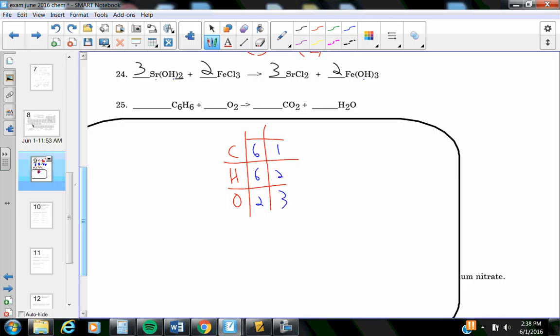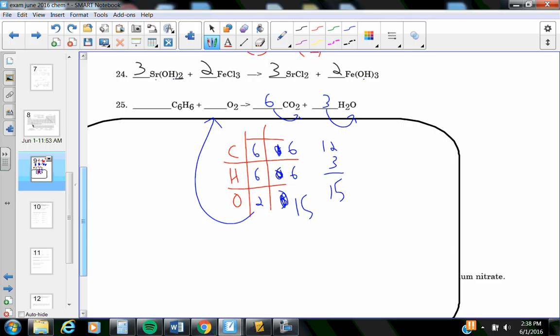save your oxygens for last. First, fix your carbons. Put a 6 there. That fixes your carbon. Don't even recount yet because you're going to change it again. Then fix your hydrogens. 6 versus 2, I've got to triple this to get a 6 there. Now recount your oxygens. 6 times 2 is 12 oxygens plus 3 more is 15 oxygens now. Uh-oh, what can I write there that would make my grand total of oxygens 15?